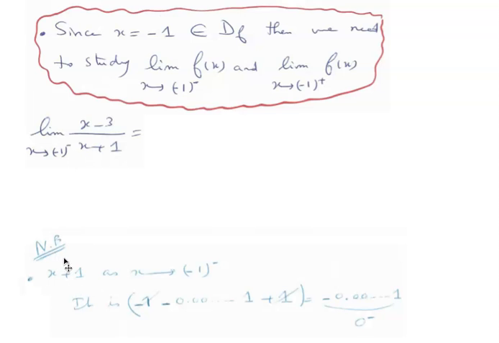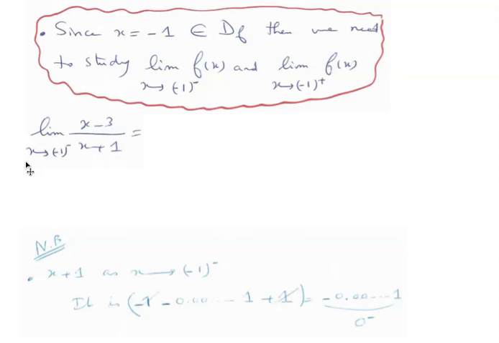Okay, what is x plus 1 as x tends to negative 1 minus? I have negative 1 minus 0.00001, for example, and then I add plus 1. The minus 1 and the plus 1 will cancel, so I will be left with minus 0.00001, which we consider as 0 minus. It's a small number before the 0.